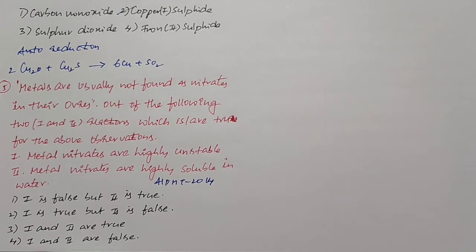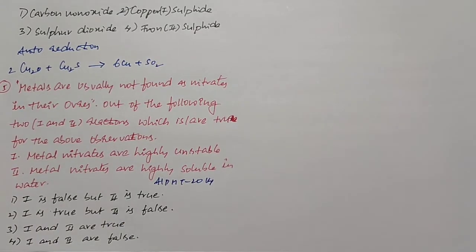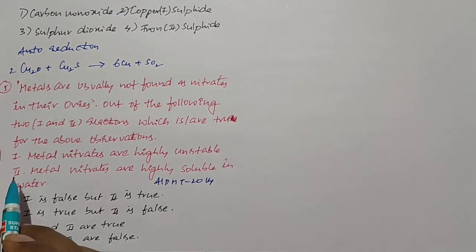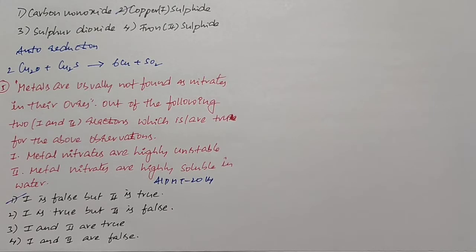When I observed that all metal nitrates are soluble in water, the second statement is correct. At the same time, metal nitrates cannot decompose easily, so they are highly stable. Based on this, the second statement is correct and the first statement is wrong. So the first option is the right option. Once again, see the reason. All metal nitrates are easily soluble in water, and at the same time, most metal nitrates cannot be decomposed easily, so they are highly stable. Based on that, the first reason is wrong and the second reason is right. So the first option is correct.